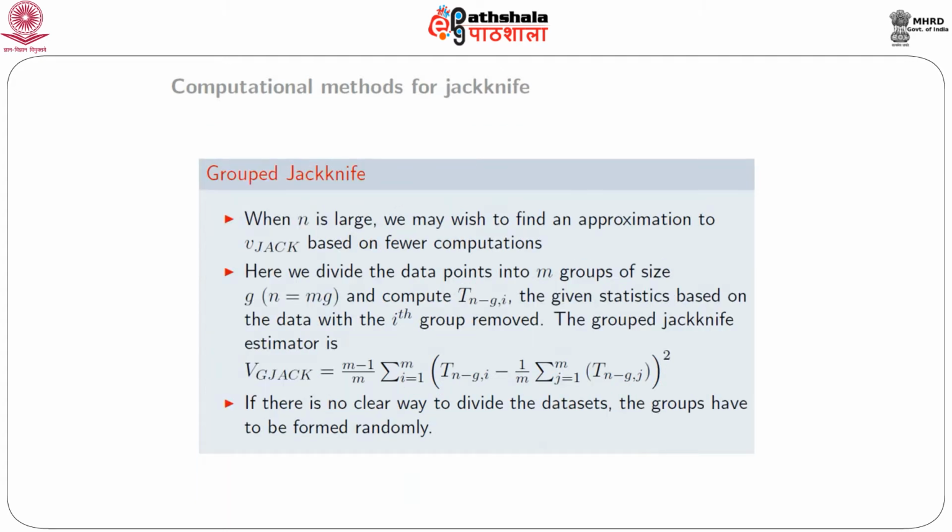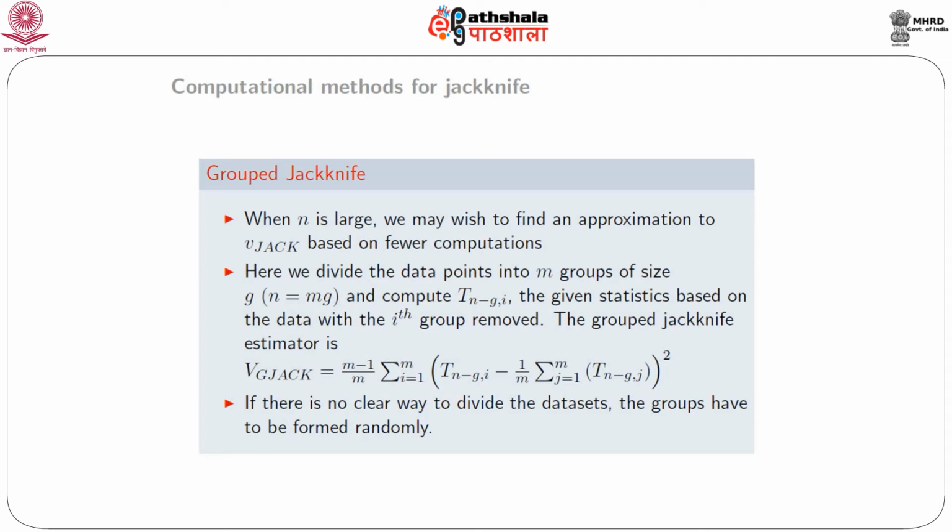Now, in case n is very large, we may need to find an approximation of V_Jack requiring fewer computations, and one such technique is the grouped jackknife. What we do here is divide the data points into m groups of size g such that the total number of observations n is equal to mg, and then compute T_{n-g,i}, that is, we compute the statistic leaving apart the ith group.